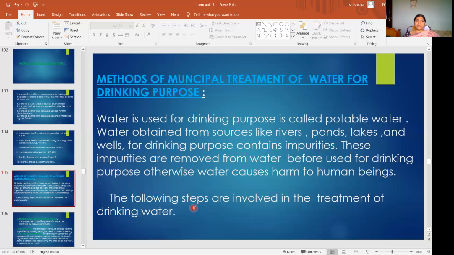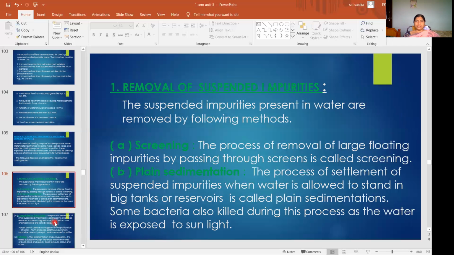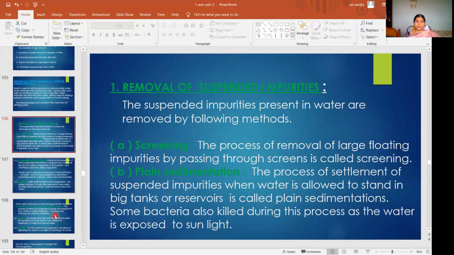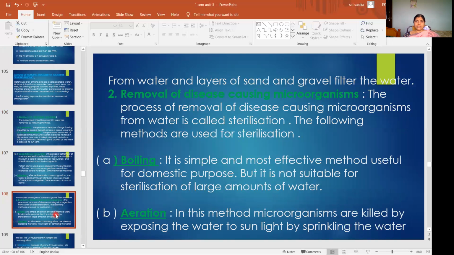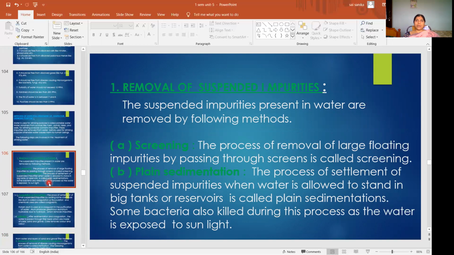So we will follow some steps to treat the water for drinking purpose. So this can be done in two steps. First one is removal of suspended impurities, and second, removal of disease-causing microorganisms. So first one is removal of suspended impurities. So here.